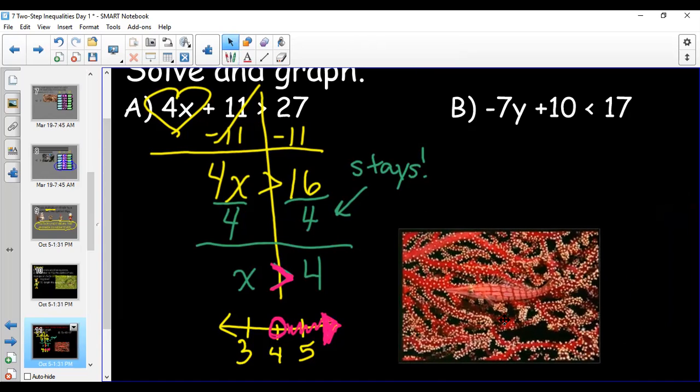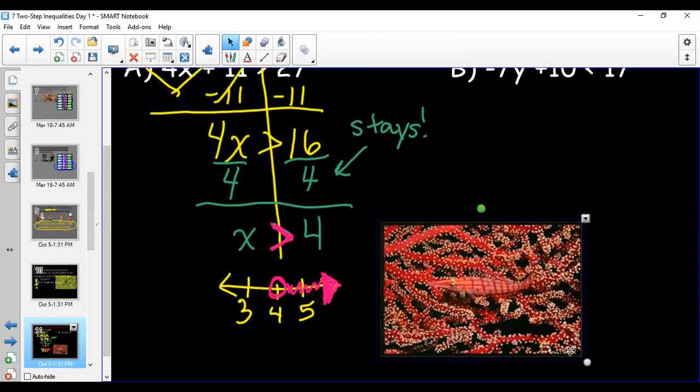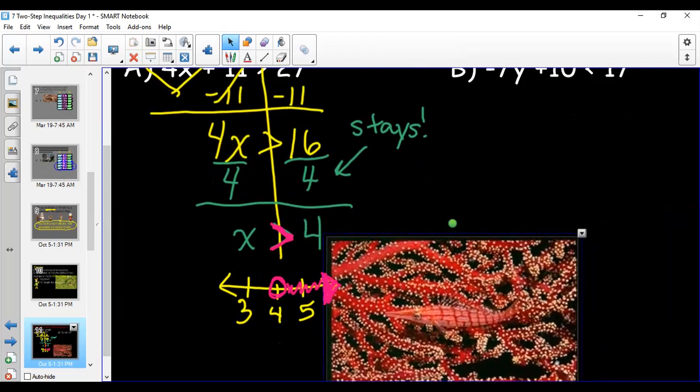All right, I'm going to move my little fish here that is hidden in the picture. Let's zoom in here so you can see it a little bit.